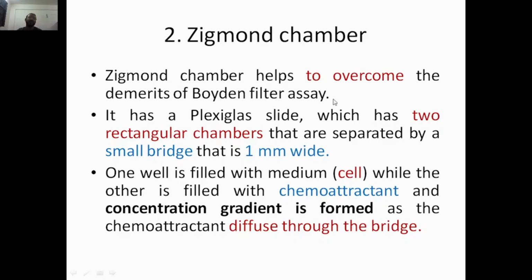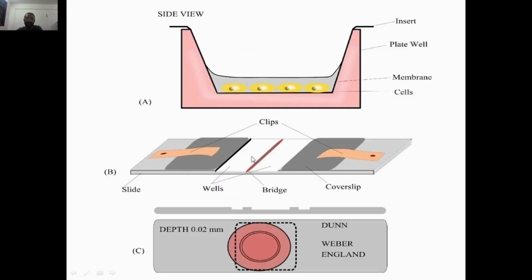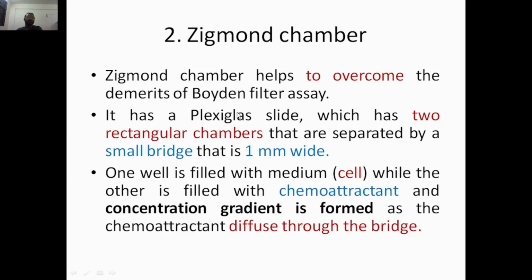So whatever the demerits of Boyden filter assays are, those can be overcome by the Zigmond chamber. It has a plexiglass slide. These are the plexiglass slides. A cover slip is there, wells will be formed, and one bridge will be there. So two wells will be there, separated by the bridge, and the clips are there where the cells can be used. So the Zigmond chamber helps to overcome the demerits of the Boyden filter assay.